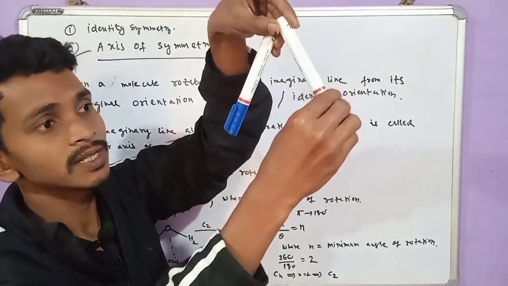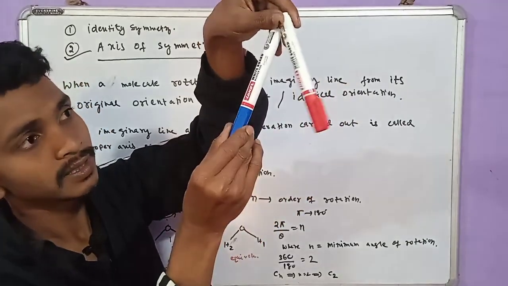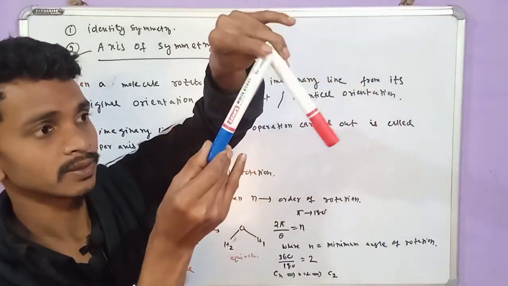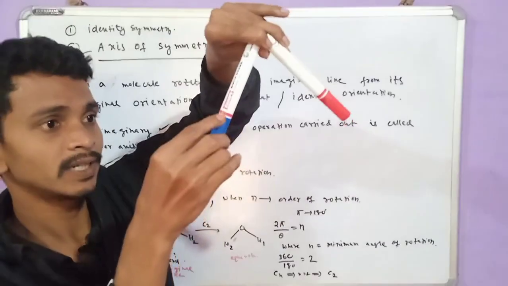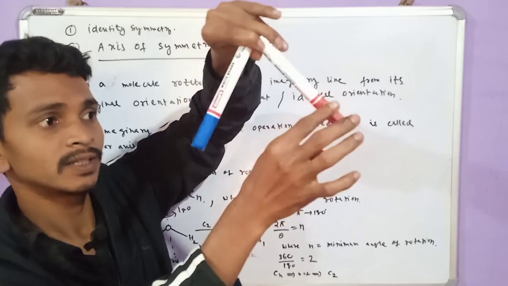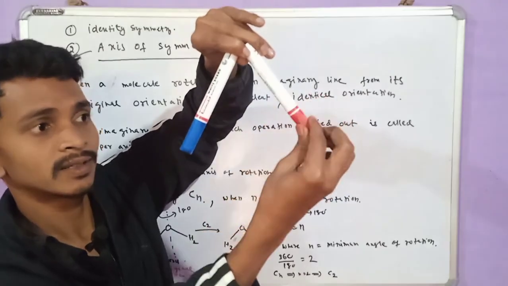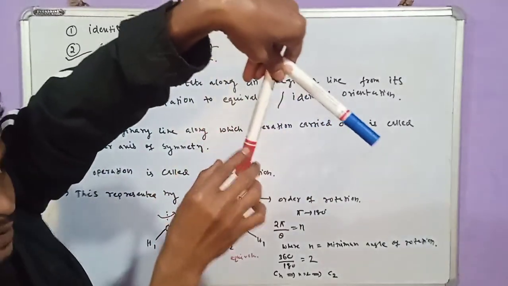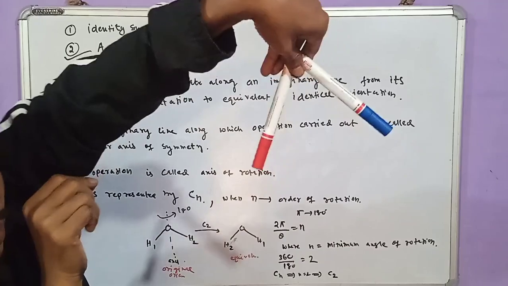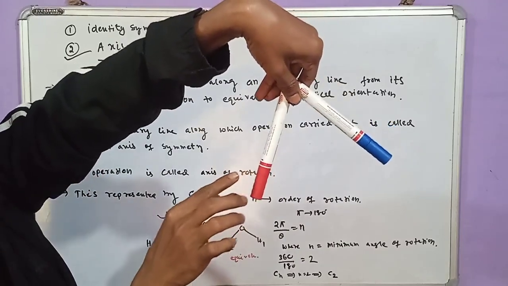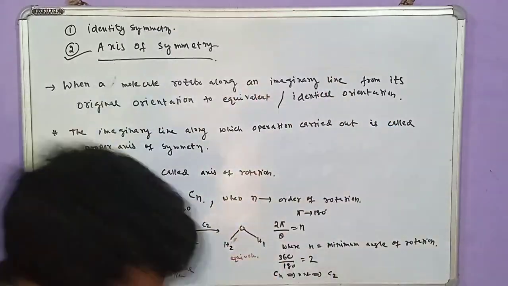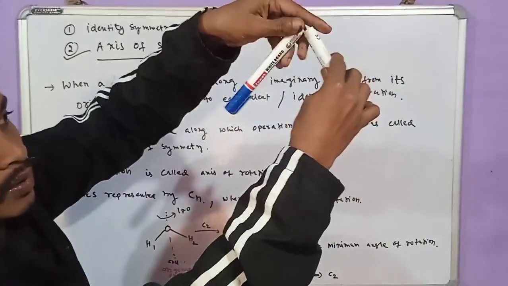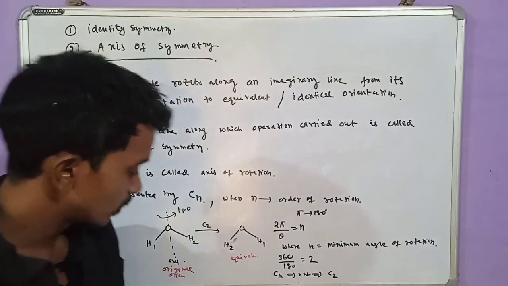If you notice, let's say this pen tip is here. After rotation, these go to the back side. After one rotation this goes back. After another rotation, only then does it come back to the front.